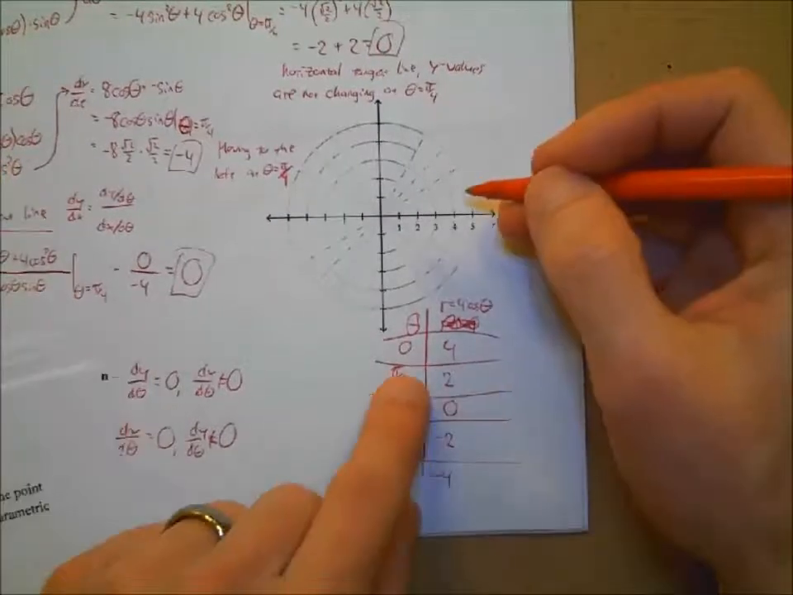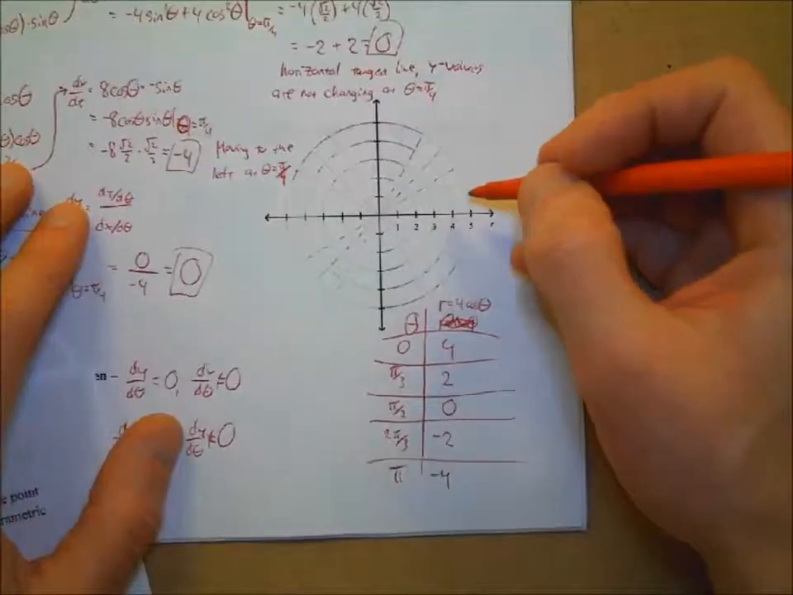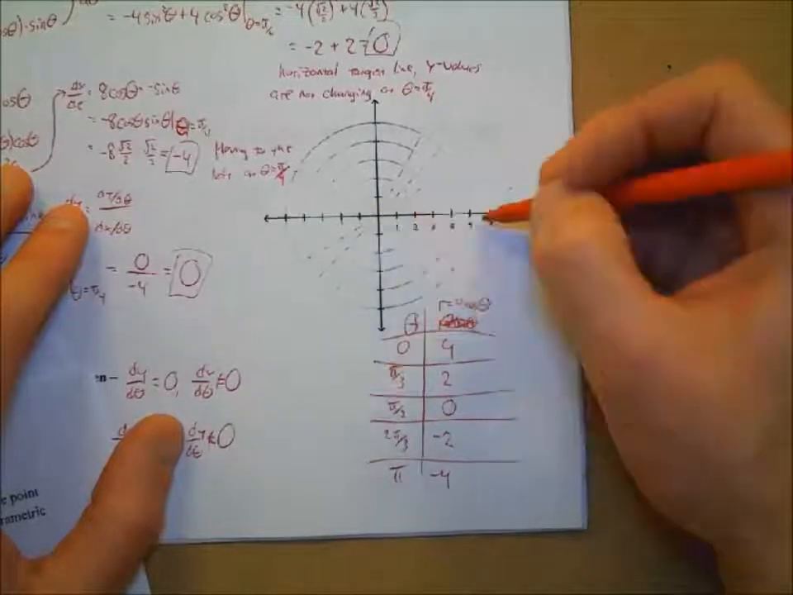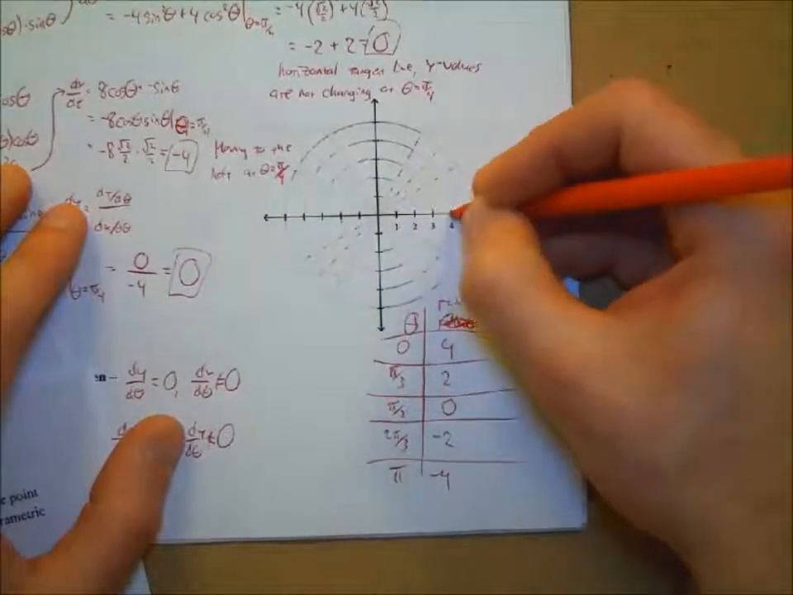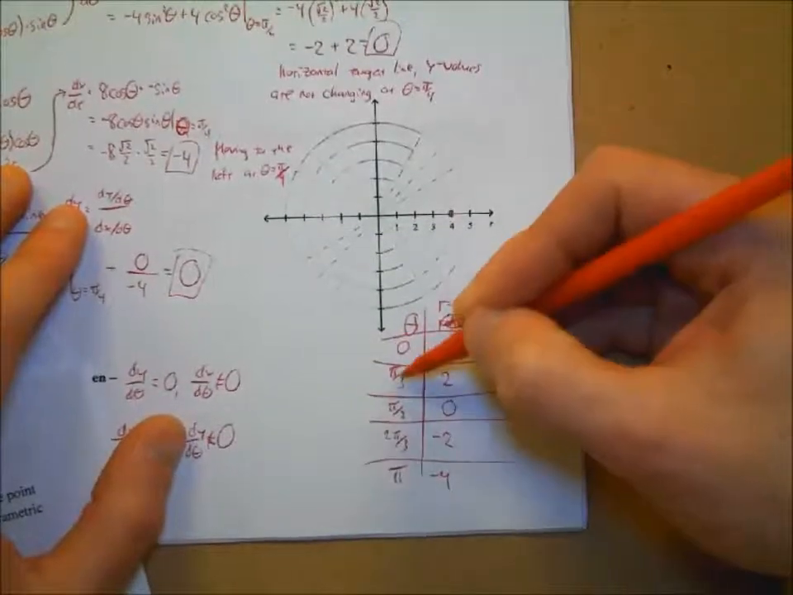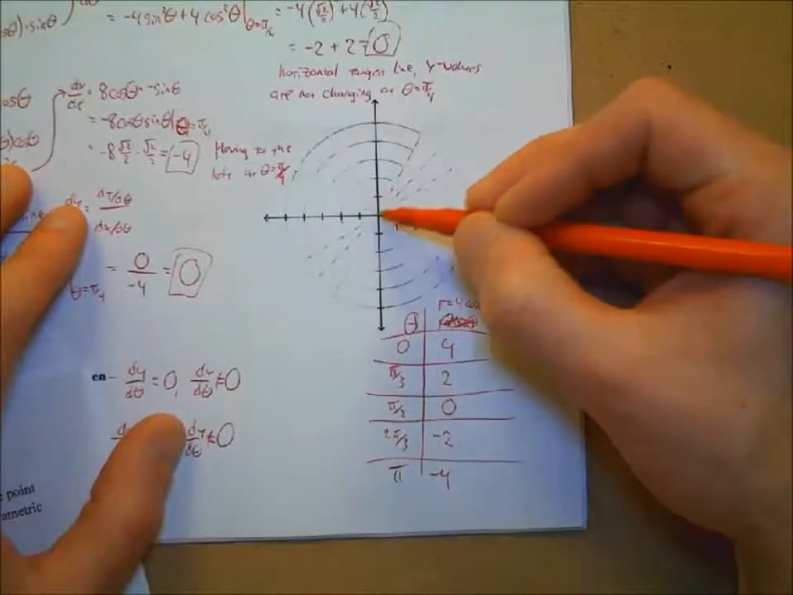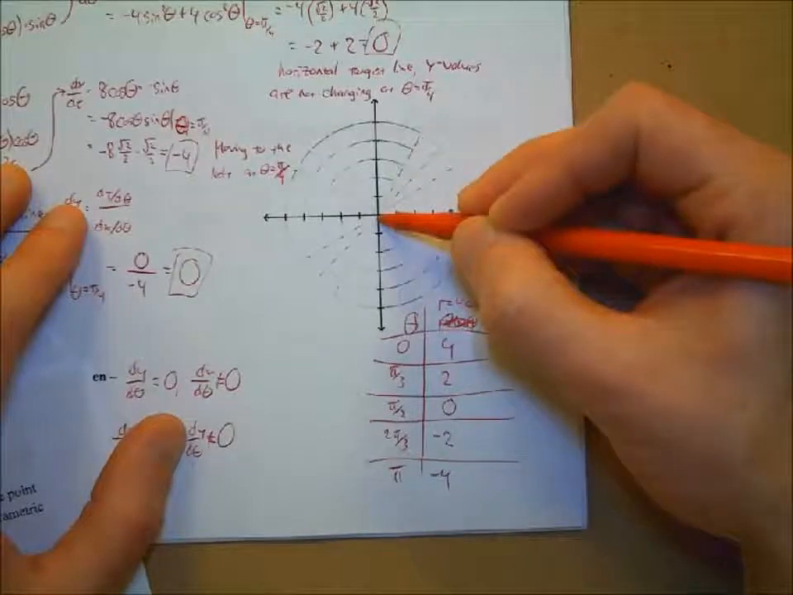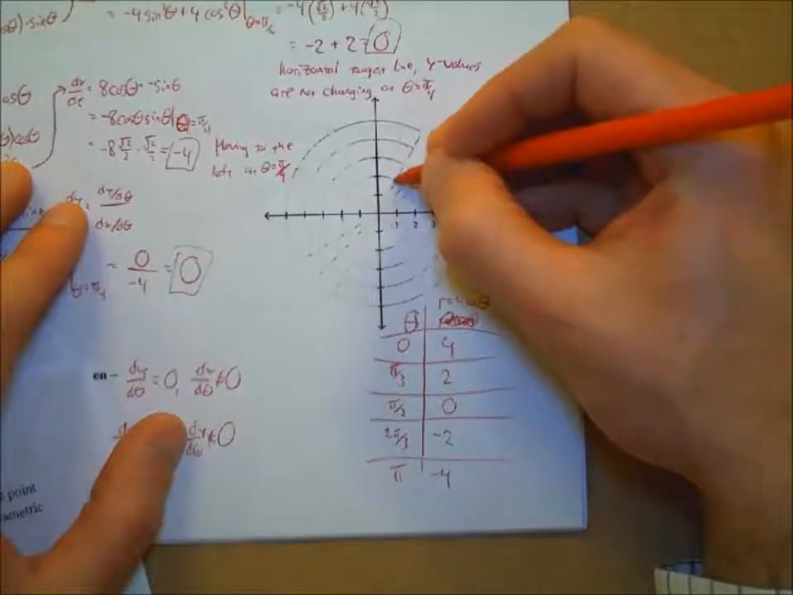So at the angle of 0, we're going to go 4 towards the 0, right? So here's 0, our polar axis. We'll go 4 towards the 0, and so there's our first point. And then at angle pi over 3, we're going to go 2. So remember, pi over 3 is this guy right here, right? So out 1, 2. So there's that point.